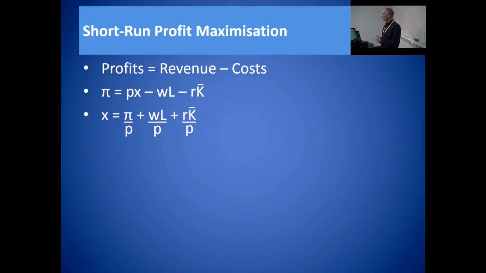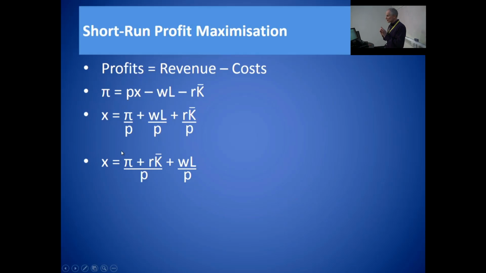Now all we're going to do next is take that expression and just rearrange it in terms of X, in terms of output. I won't put any intermediate steps there. It's a simple bit of algebra. You can work it through for yourself. But if you take that, rearrange it in terms of X, that's what you get: pi divided by P plus W over P times L plus RK divided by P. Simplify a little bit more, and then we get that expression there.